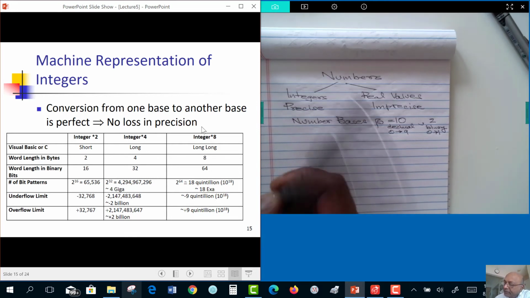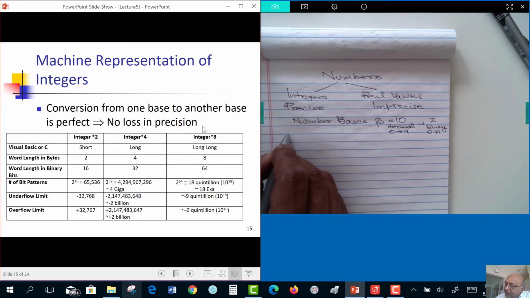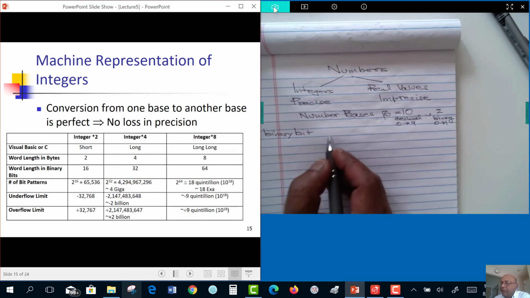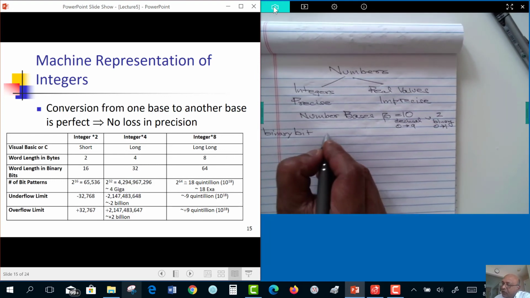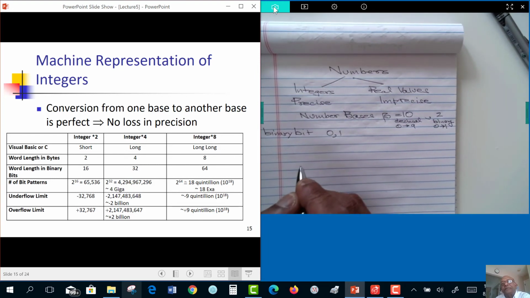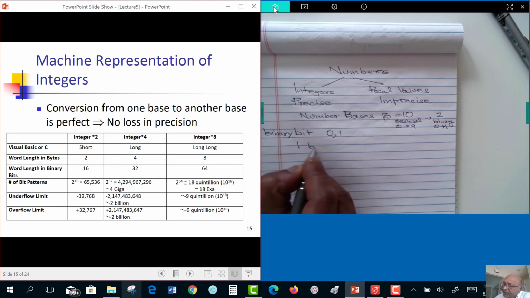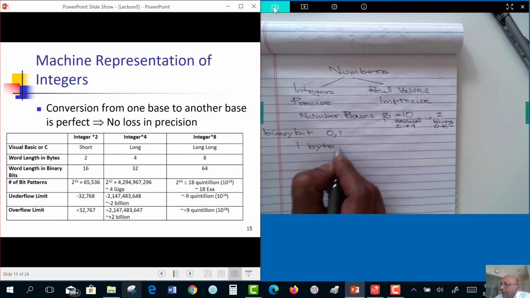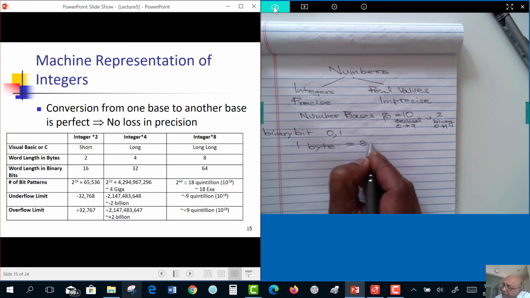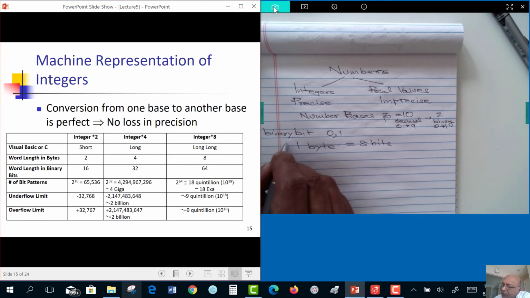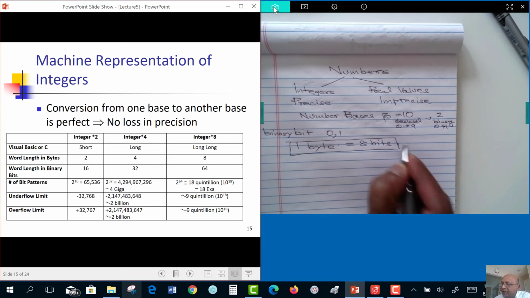So what does this mean? Let's start with a bit first of all. A binary bit can only take the form 0 or 1. Then if we combine 8 bits, we form a byte. So 8 binary bits is 1 binary byte.